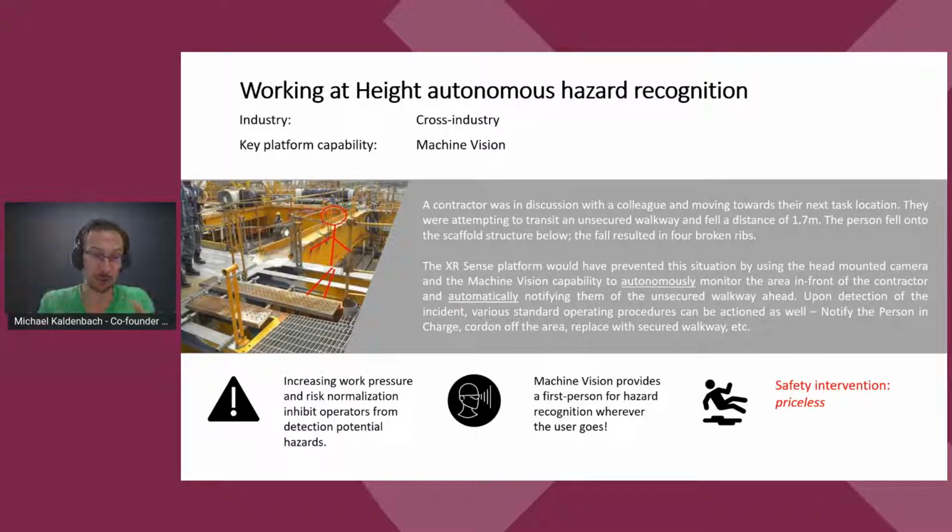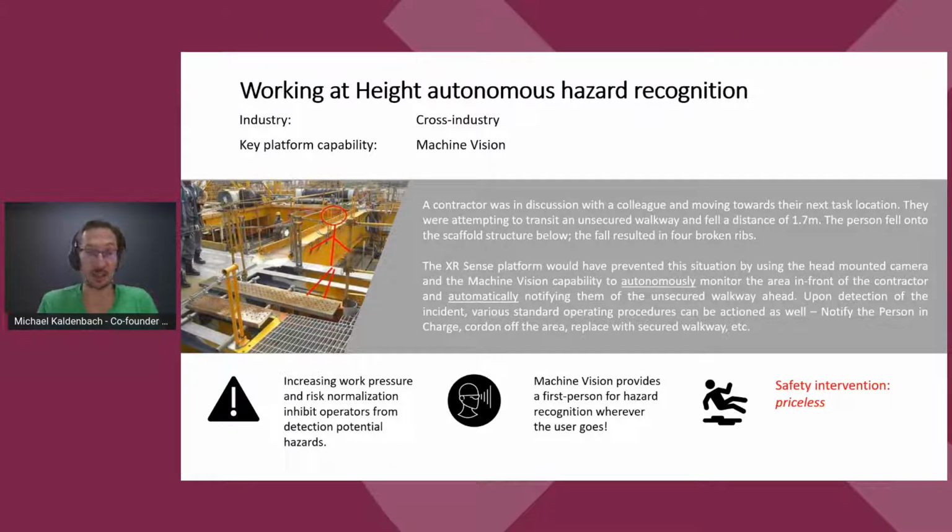What this use case is, and this is an actual learning from incident, is you see in the picture, they have deposited two crosswalks, two beams to get from one platform to the other, but both of them are not secured. What we are able to do, because these folks are walking around with these head-mounted wearables, is identify this is in your path. We see these transition areas.